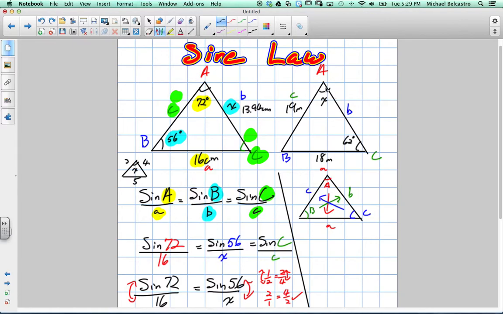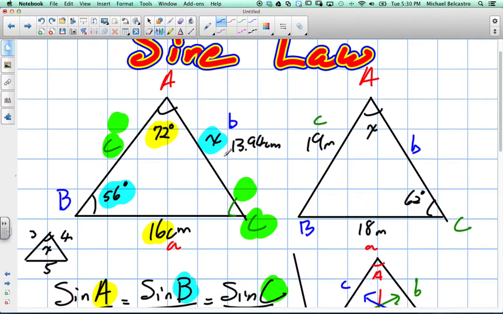So according to our formula, we have B and C. So let's go sine. What is our angle for B? Oh, sorry, not B and C, A and C. What is our angle for A? X. Sine X over, what is our side length for A? 18. Okay, what is our angle for C? Is that 62? Yeah, 62. What is our side length for C? 19. Good. So we set it up.